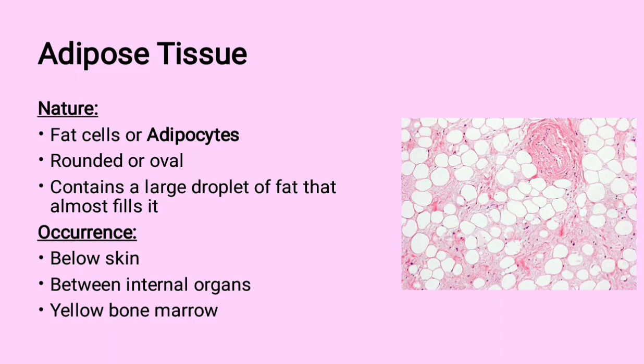Each fat cell is rounded or oval in shape and contains a large droplet of fat that almost fills it. The fat cells are arranged into lobules separated by partitions of collagen and elastic fibers. These partitions carry blood vessels of lobules. The adipose tissue is abundant below the skin, between the internal organs and in yellow bone marrow. So these are the three places where you can find the adipose tissue most.